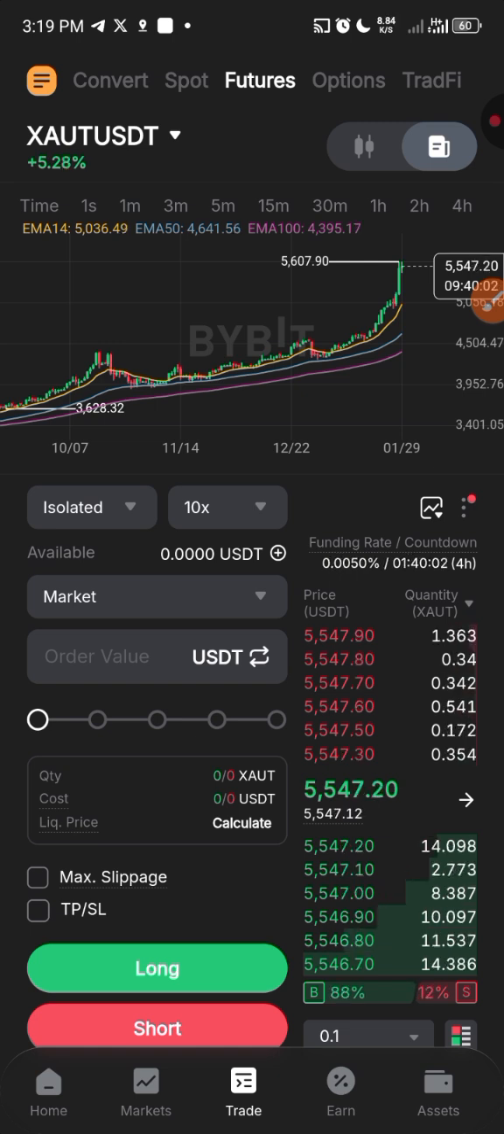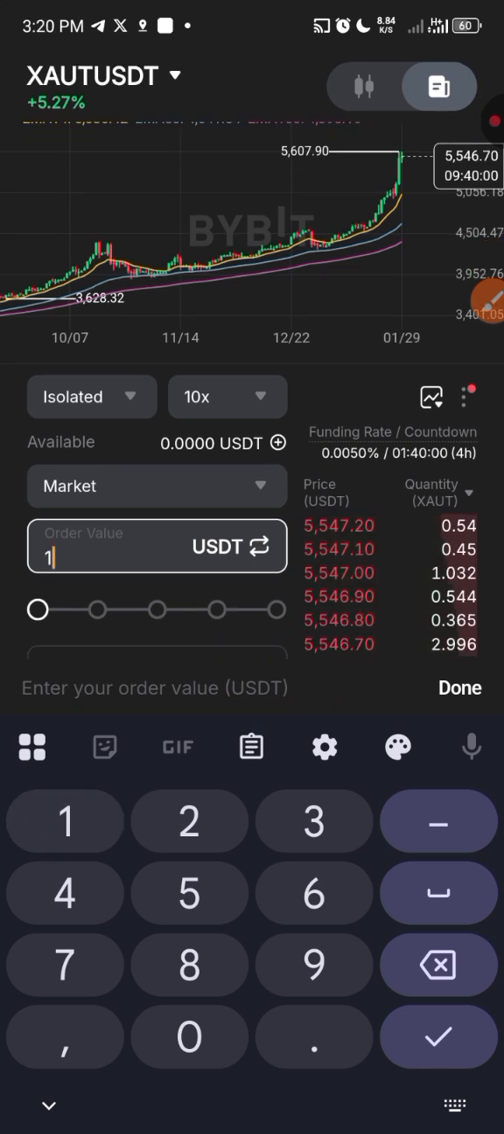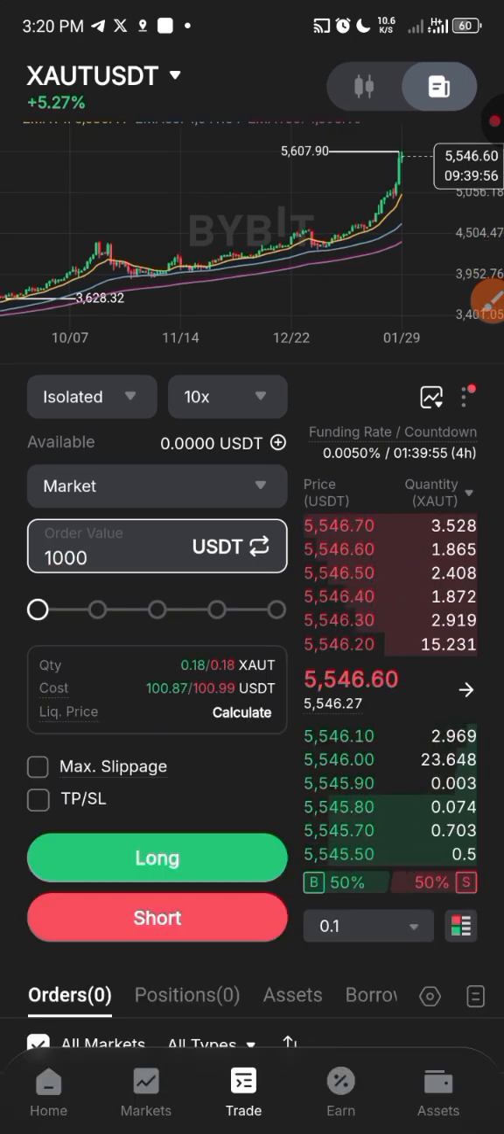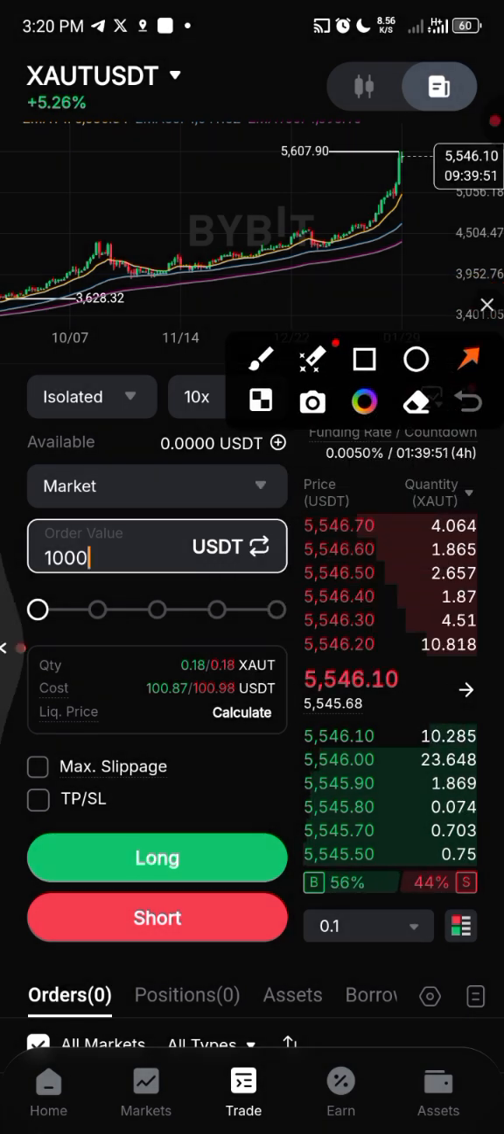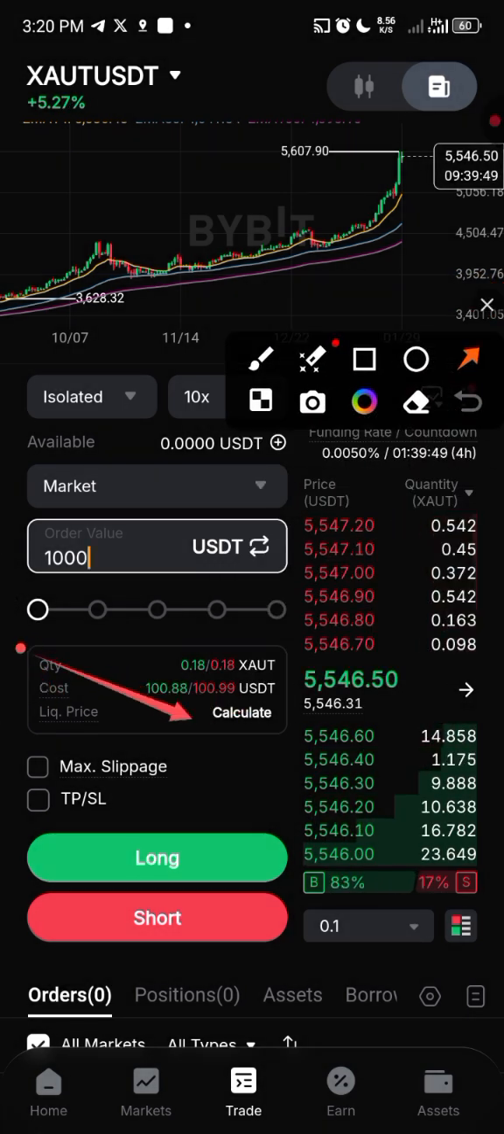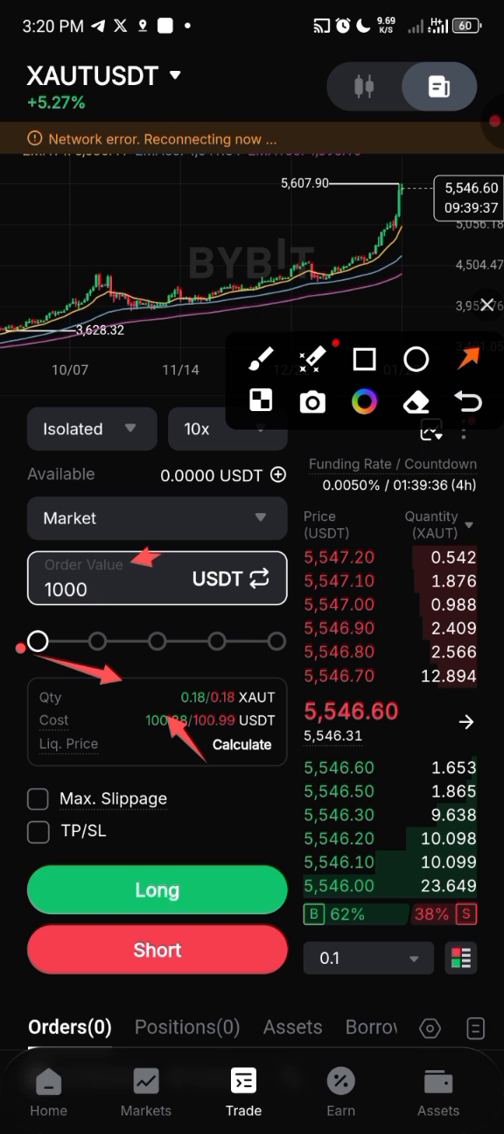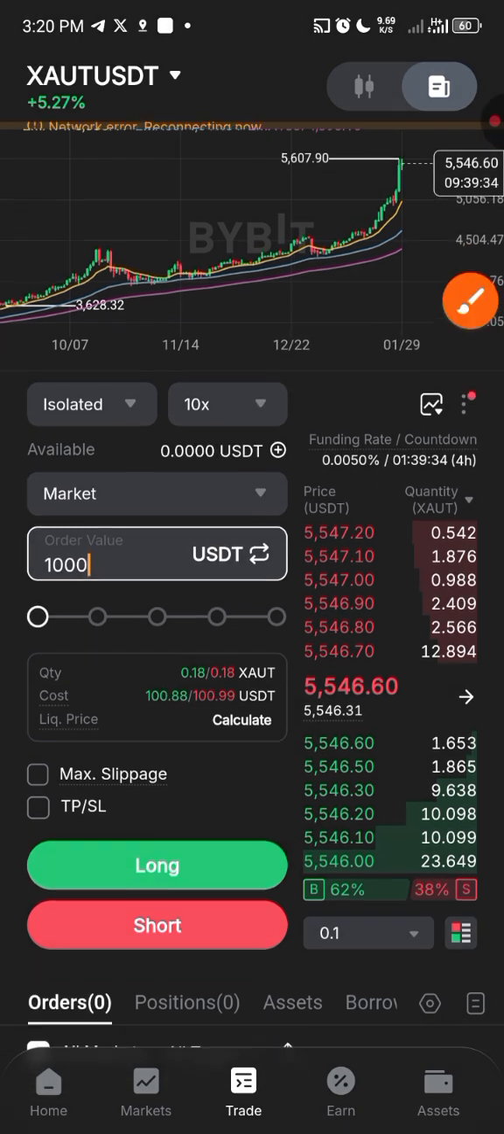So I'll just come to this place. Let's say I want to buy for $100. I'll just put 1,000. 1,000 is actually going to give me $100, because if you look right there, it's telling me 100.88. You understand? That is the amount in dollars. Because I'm using 10x, so 10 times 100 will give me 1,000. That is the value I put there right now.